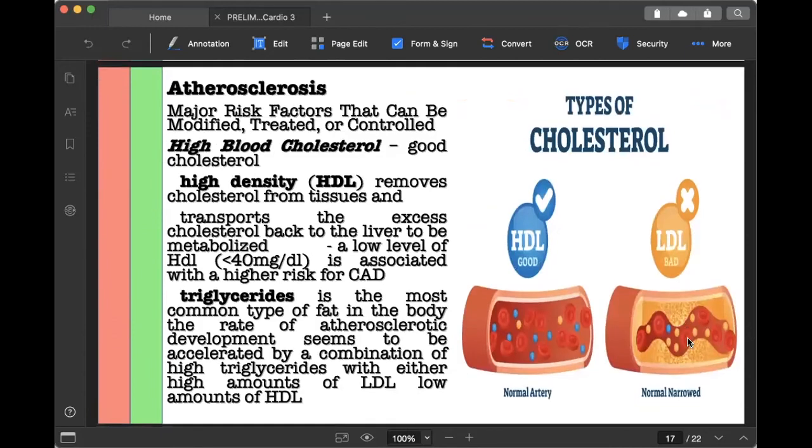With your high blood cholesterol, we have your HDL, which removes cholesterol from tissues and transports the excess cholesterol back to the liver to be metabolized. And triglycerides are the most common type of fat in the body. The rate of atherosclerotic development seems to be accelerated by the combination of high triglycerides with either high amounts of LDL or low amounts of your HDL.